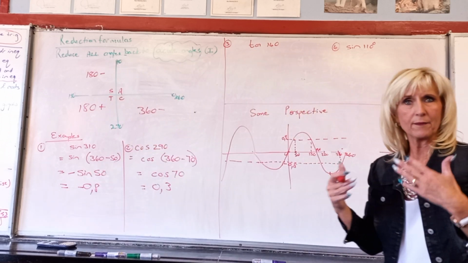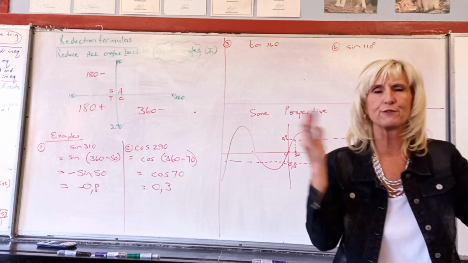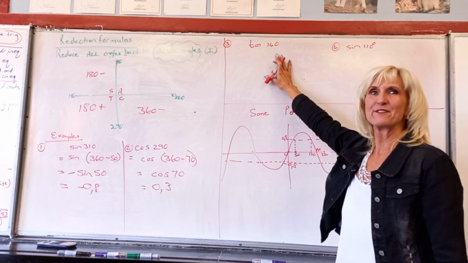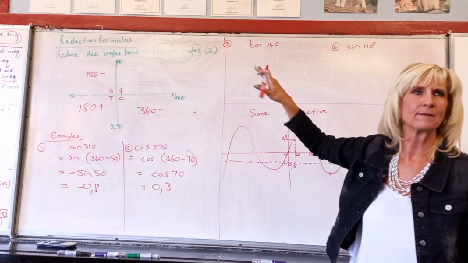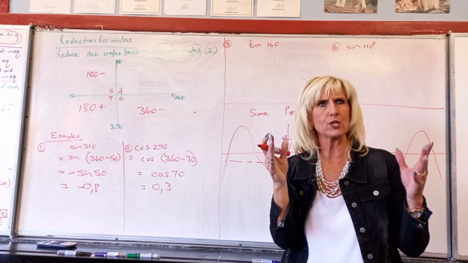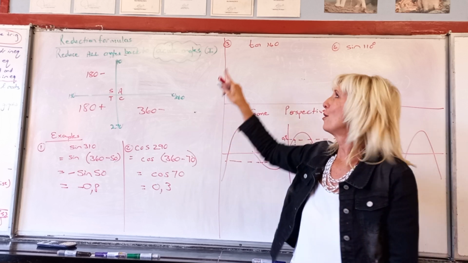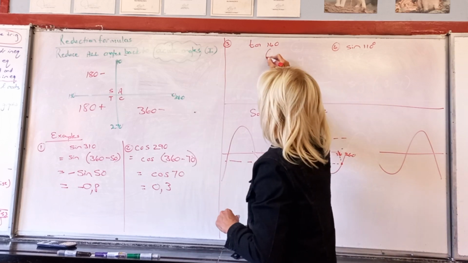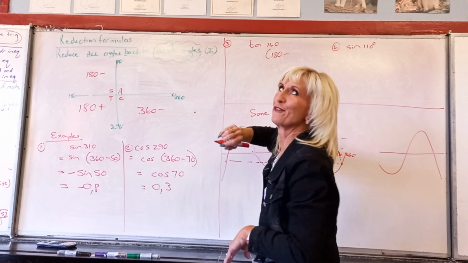Guys, are we getting in there? Are you doing these sums? Yes. Tan 140. Where am I? In the...? Sometimes for certain kids, this is the worst part of the question. I don't know where I am. 140 is in the second quadrant. Magic word.